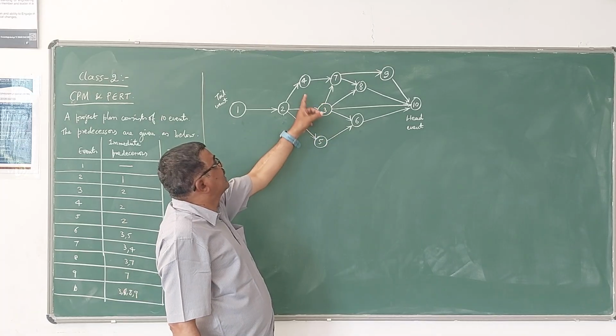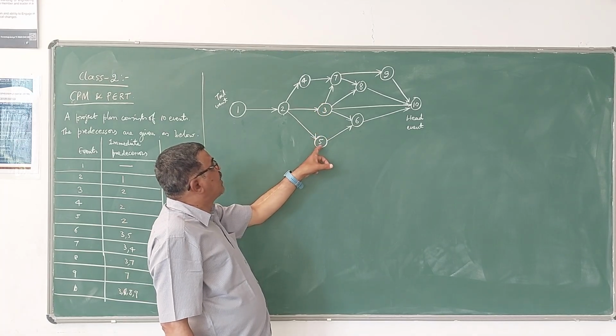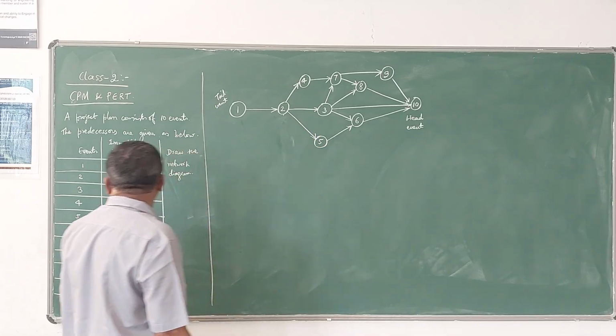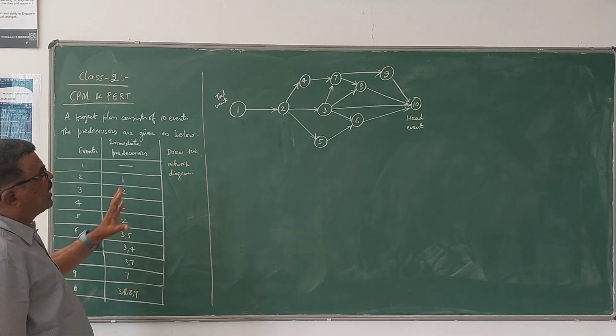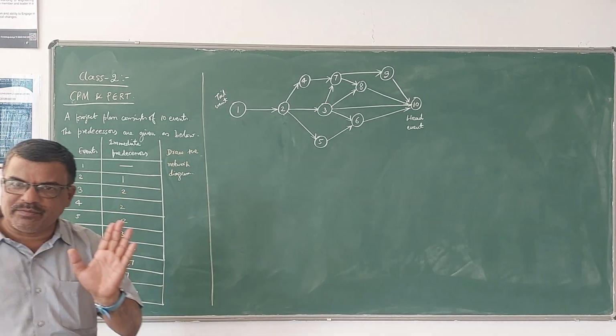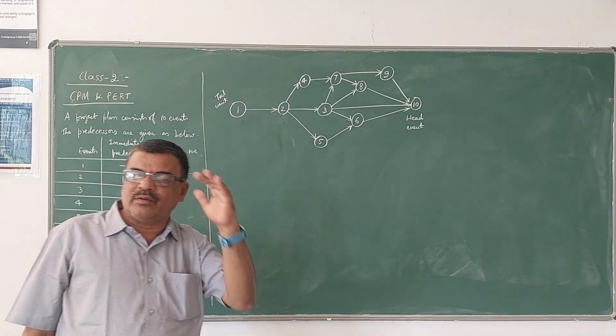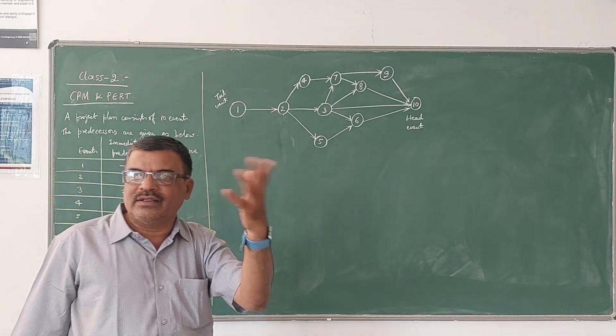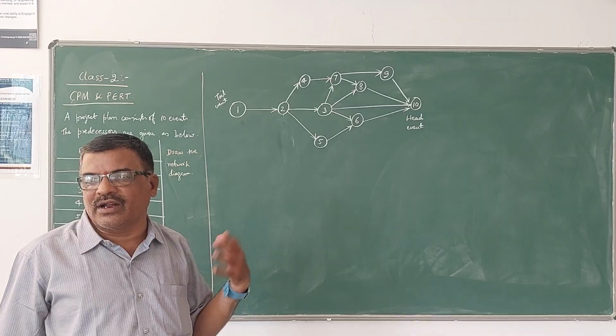4 and 3, of course. 4, 3, 5. These three are the immediate successors to 2. Okay? So, like that, we can write successors also. Predecessor means first it should come. Successor means after that event. In that, once again, immediate, or we can just write it as successor or predecessor.